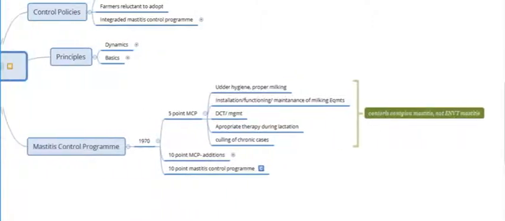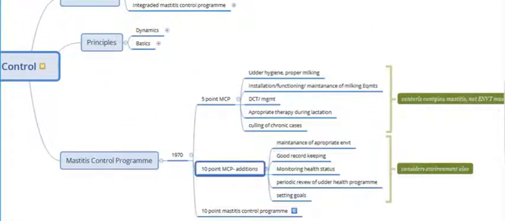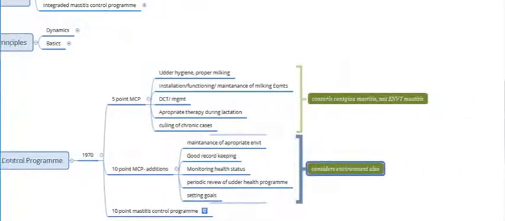So they added another 5 points to their control program, and the 5-point mastitis program became a 10-point mastitis program. Those are maintenance of appropriate environment, good record keeping, monitoring the health status, periodic review of the udder health program, and goal setting. So this considers the environment also, and thus the current 10-point mastitis program is implemented in all the major countries to control the incidence of mastitis in their farms or territories.